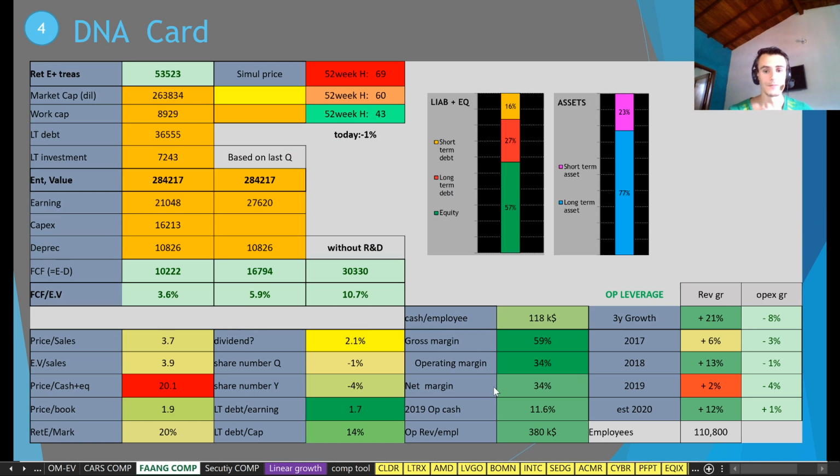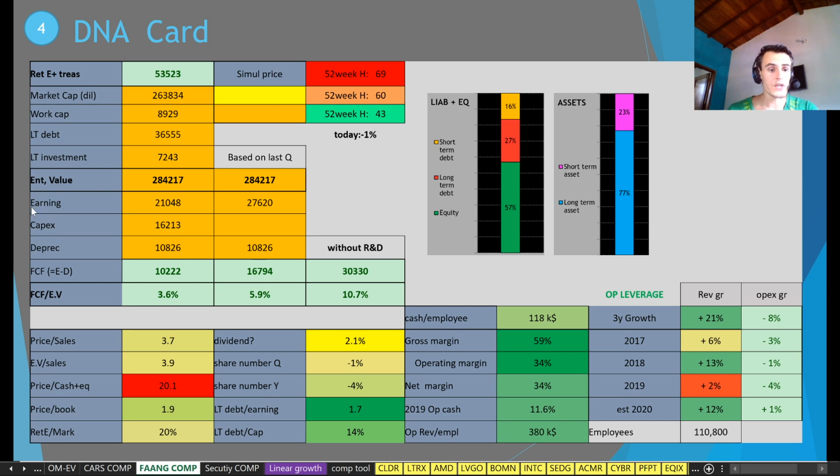Now let's look into the DNA card. On this slide, my exercise is to calculate the free cash flow return and see how much money they really generate. I first calculate the enterprise value, which is based on the market cap. I remove the working capital, add the long-term debt, and remove the long-term investment. I do this so that you consider how much cash they have in hand and how much debt they have on their balance sheet. So it gives a fairer value of the enterprise.